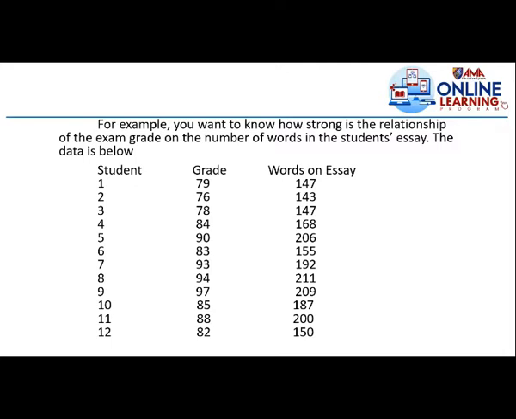The data is below. So you have to solve for the R, Pearson R. Kasi nga, if you are looking for how strong the relationship between two variables, which is grade and words on the essay. So let's say na yung grade is yung X and yung Y yung words on the essay. Ito yung X, ito yung Y. So kukunin mo yung R, kukunin mo din yung R squared, and also kukunin mo yung formula. Kunin mo yung tatlo.